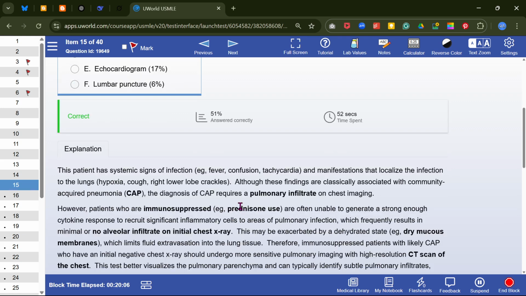This patient has systemic signs of infection: fever, confusion, tachycardia, and manifestations that localize the infection to the lungs: hypoxia, cough, right lower lobe crackles. Although these findings are classically associated with community acquired pneumonia, the diagnosis of CAP requires a pulmonary infiltrate on chest imaging.